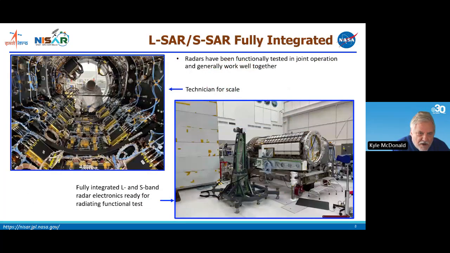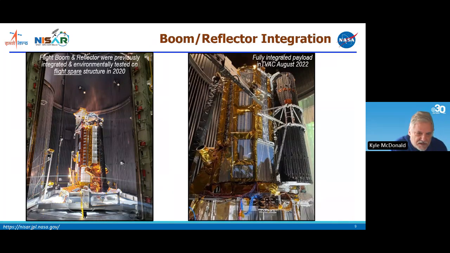This is a photo. You get an idea for the size of this, the instrument being assembled in the clean room at the Jet Propulsion Lab. This is the cylindrical structure. These are the radar transmit receive modules, antennas that sit here. And this, for scale, you can see the technician working inside the cylindrical structure, so you get an idea of the size of this.